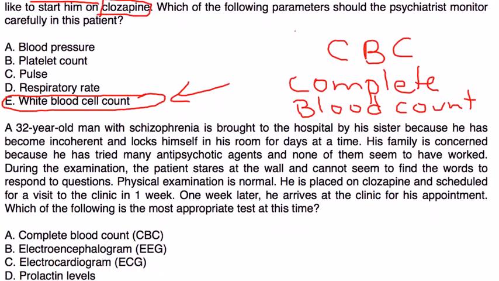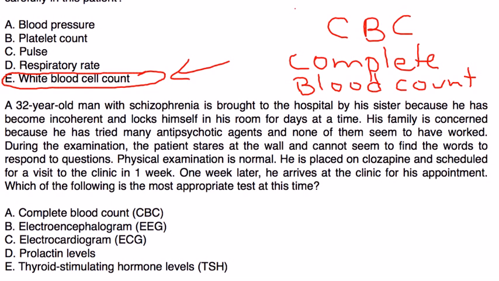Next question. A 32-year-old man with schizophrenia is brought to the hospital by his sister because he has become incoherent and locks himself in his room for days at a time. His family is concerned because he has tried many antipsychotic agents and none of them seem to have worked. During the exam, the patient stares at the wall and cannot seem to find the words to respond to questions. Physical exam is normal. He is placed on Clozapine and scheduled for a visit to the clinic in 1 week. 1 week later, he arrives at the clinic for his appointment. Which of the following is the most appropriate test at this time?